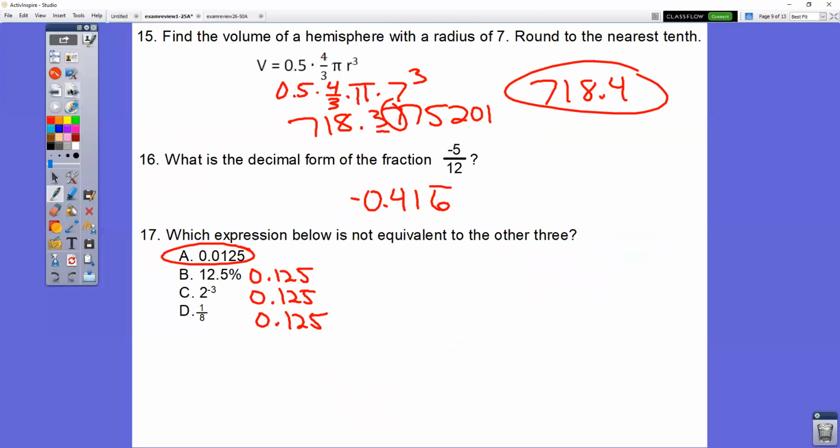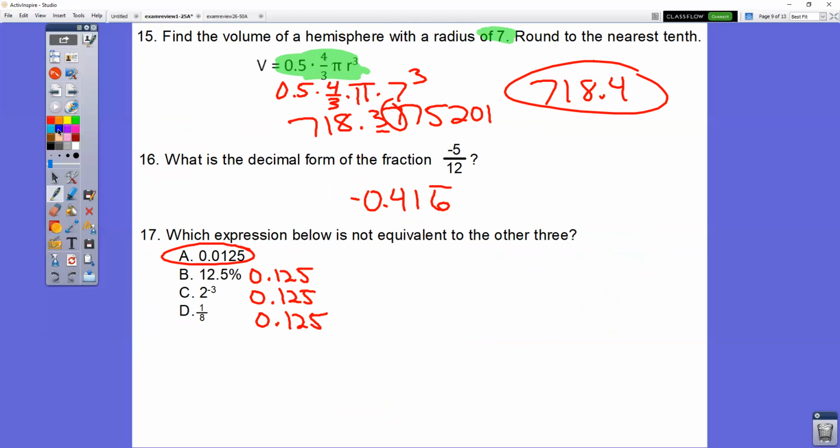In question number 15, volume of a hemisphere. Notice the 0.5 out in front. A hemisphere is half of a sphere. That's why we have the 0.5 there. 0.5 times 4/3 times pi times 7 cubed, because our radius is 7, and you get 718.4.